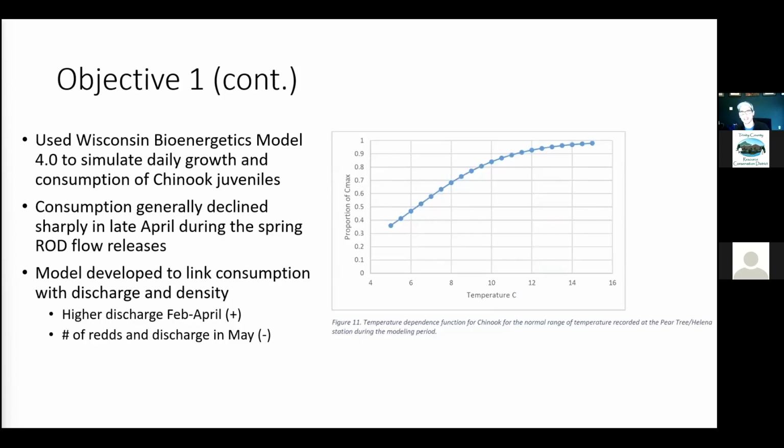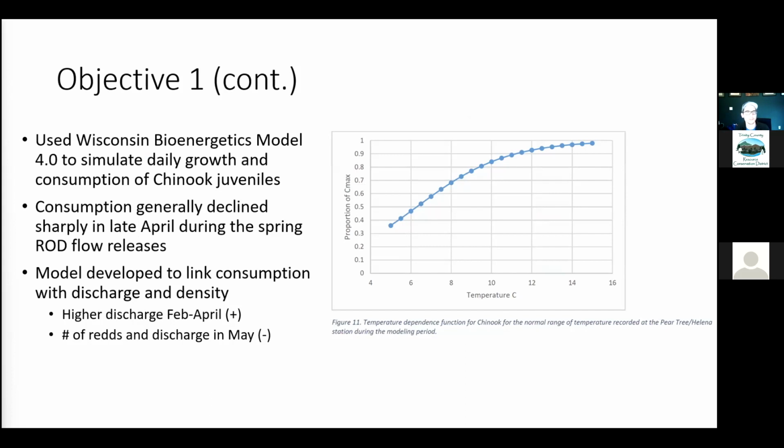So we looked at a bioenergetics equation to simulate the growth and consumption of juveniles, because temperature is probably the most important variable controlling growth. So knowing when fish grow and when they don't is really important.